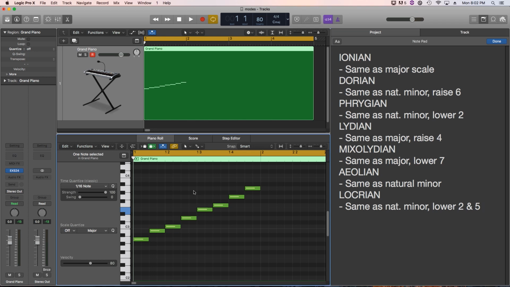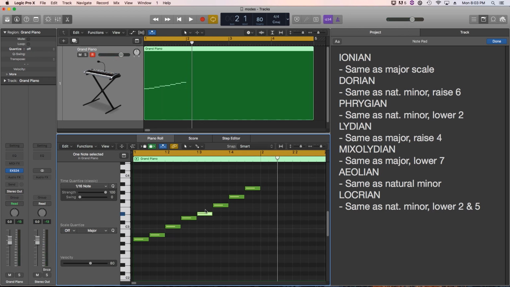So I've got A minor here again. Let's lower the second, so B becomes B flat. Let's lower the fifth, so E becomes E flat. And now we have A Locrian. Just sounds very irresolute to me.